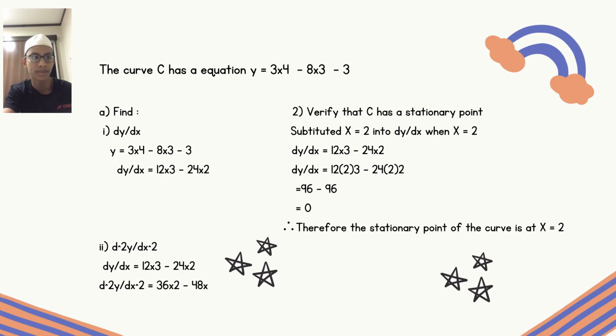The next question is verify that C has a stationary point when x equal to 2. So we need to substitute x equal to 2 into the dy/dx equation. Then we will get the answer 0. Therefore, the stationary point of the curve is at x equal to 2.